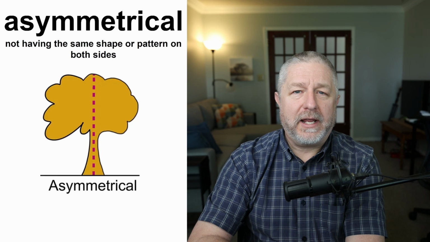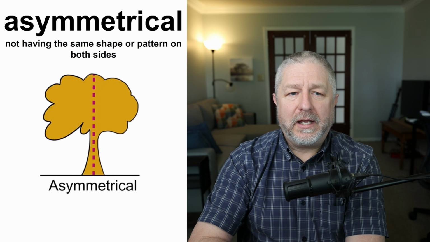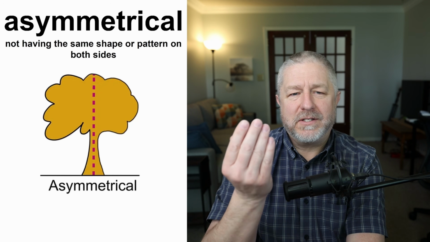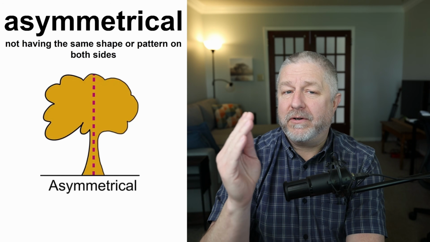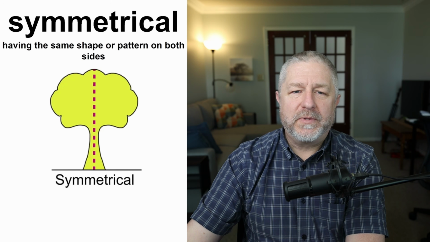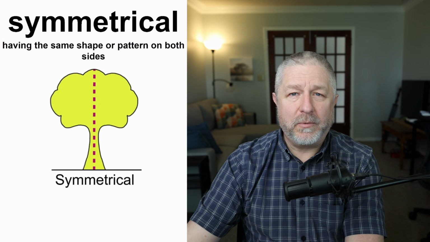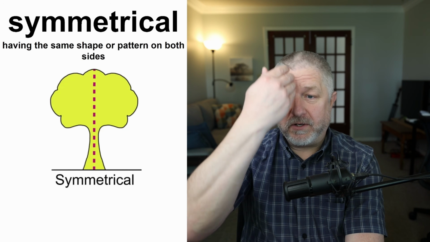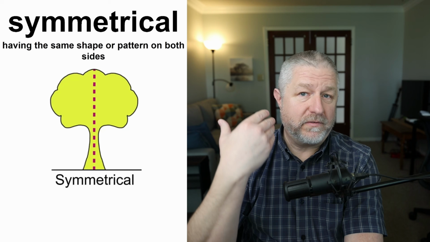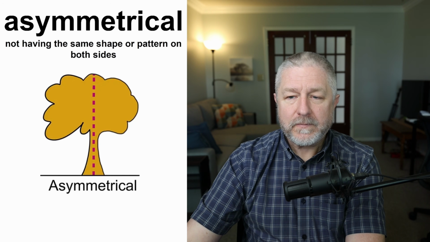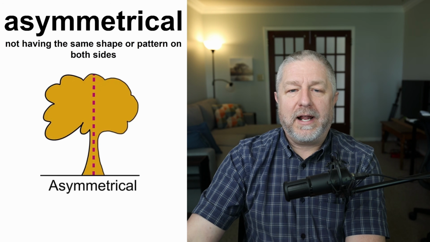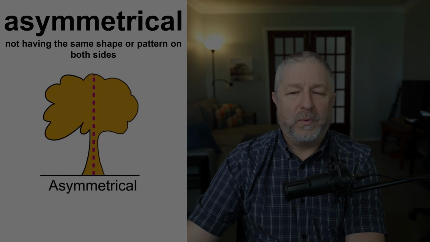This tree, on the other hand, is asymmetrical. It's a tree where it does not have the same shape or pattern on both sides. So symmetrical, having the same shape or pattern on both sides. By the way, your face is symmetrical. One side of your face is the same as the other. And then asymmetrical, not having the same shape or pattern on both sides.